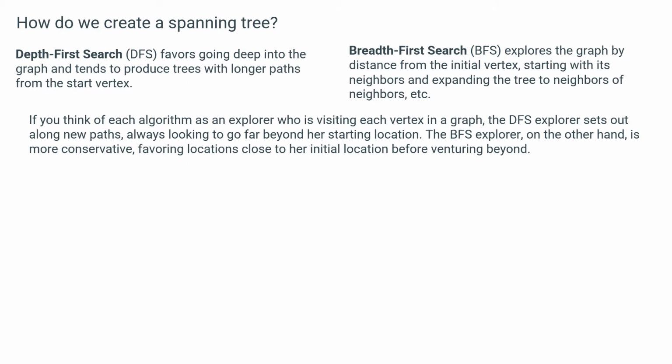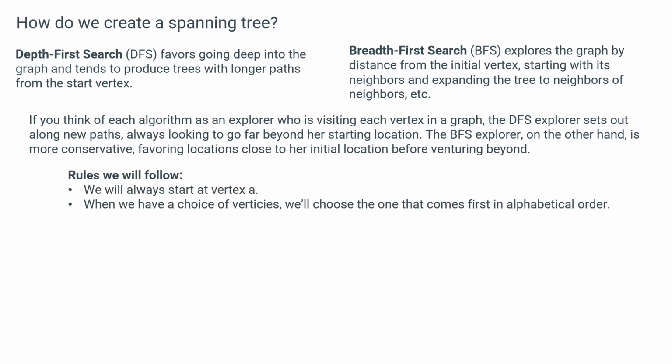Let's look back to the definition of breadth first search. It explores the graph by distance from the initial vertex, starting with its neighbors. So she would go to all of the neighbors of the initial vertex first, and then go to the neighbors of the neighbors, but still trying to stay as close as possible to the initial vertex, and just searching in that order. Neighbors first, and then neighbors of neighbors.